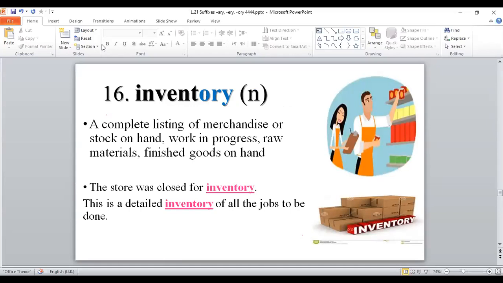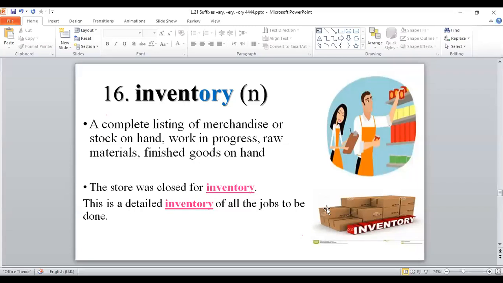Inventory. So you will find here what? Ery. Again, there is no sound clue to tell you which letter you have to put at the suffix. Some of you will find a little bit of a problem in understanding the word inventory. So what does it mean?